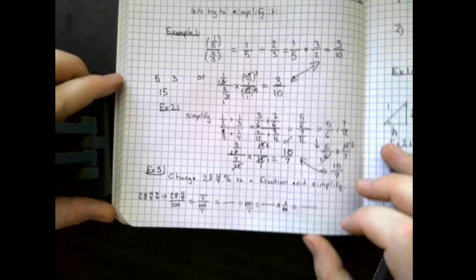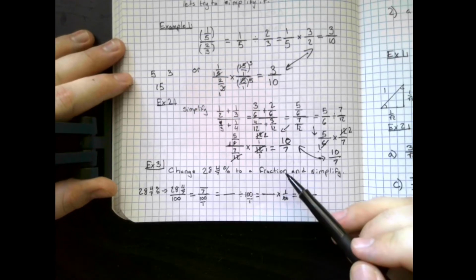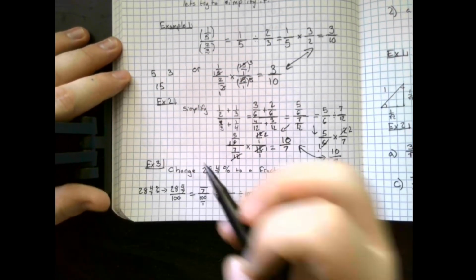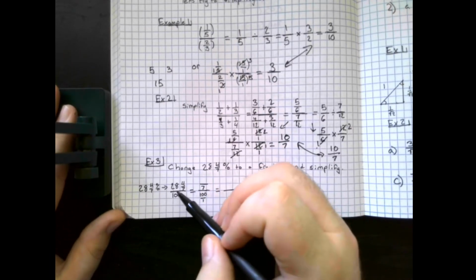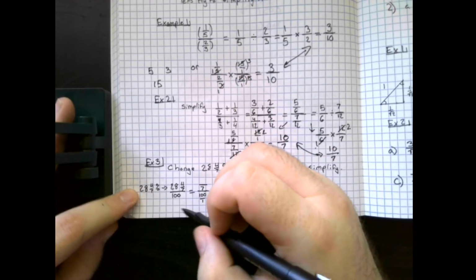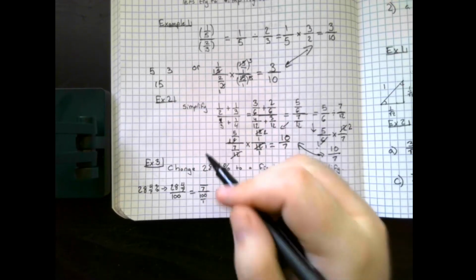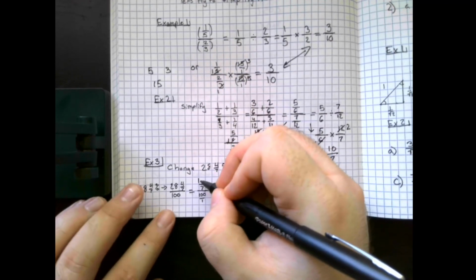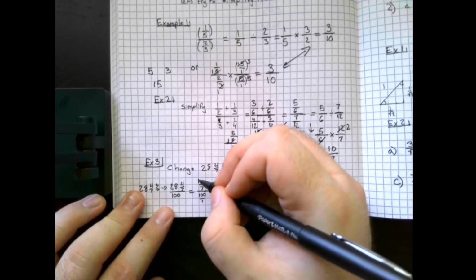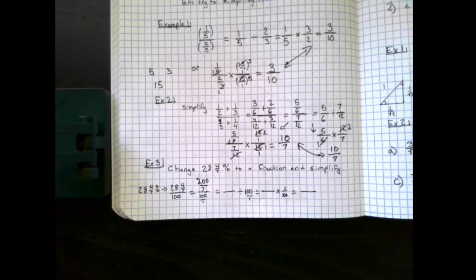Now, this last example asks us to change 28 and 4/7% to a fraction and then simplify it. Well, a percentage is a fraction over 100, so we can write 28 and 4/7 over 100. Now, when we have a mixed number, we want to convert the mixed number to a fraction first. 28 times 7 is 196. 196 plus 4 is 200. So we have 200 over 7 over 100 over 1.